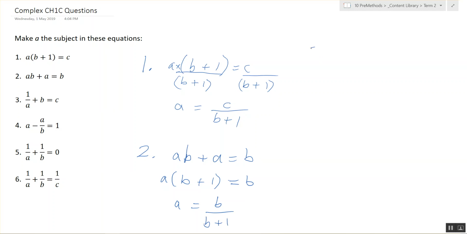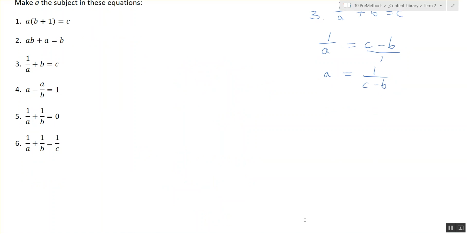Alright, question 3. We want to get a by itself. So first step is to get b on the other side. So it's plus b, so we're going to take b to both sides. We now have 1 over a, so we can flip both sides. This side is c take b, so we now have a equals 1 over c take b.